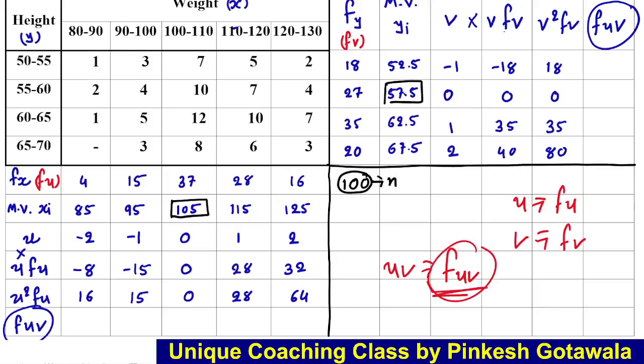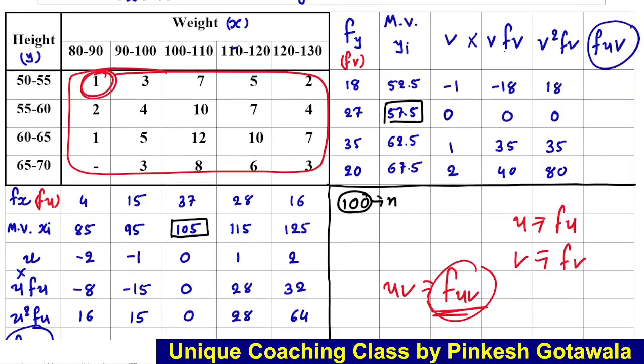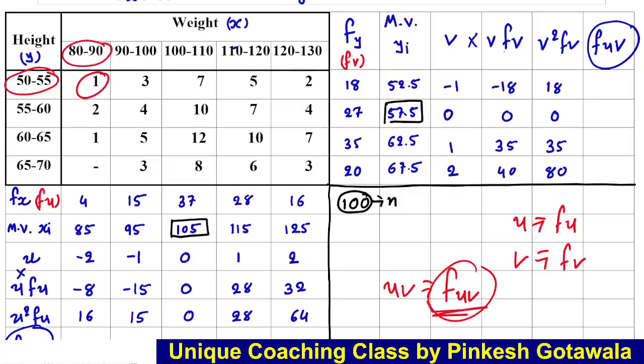Now here which is our combined frequency? This is our combined frequency. Look here, 137, it is a combined one. This is not the frequency of only x or only y. I explain it with a point: one person who has a height of 55 and a weight of 80 to 90. That is, this frequency is not only x or only y, it is combined for both. So this is called fuv.